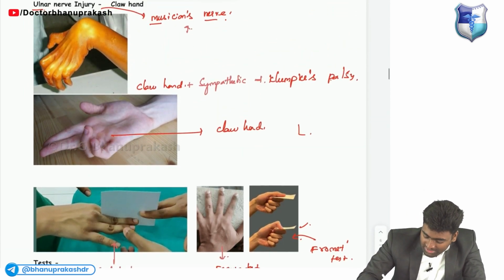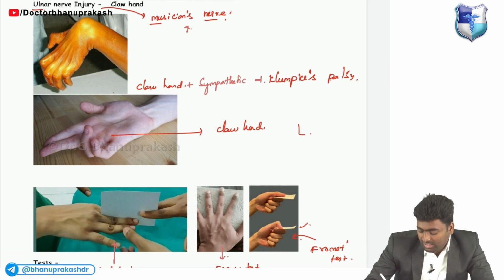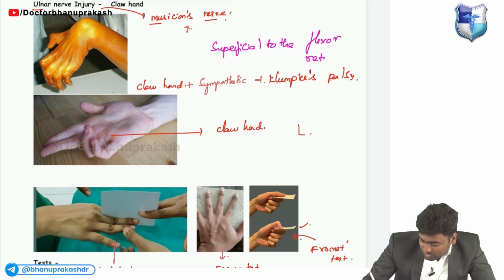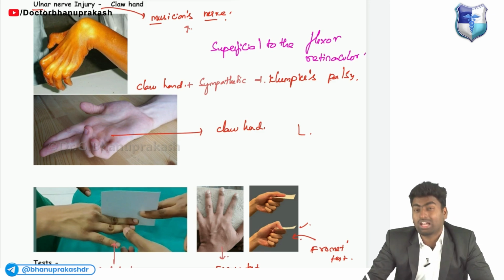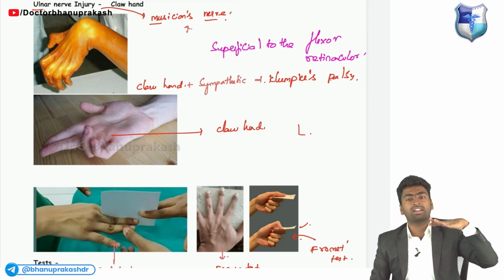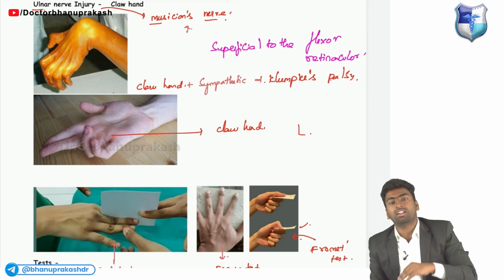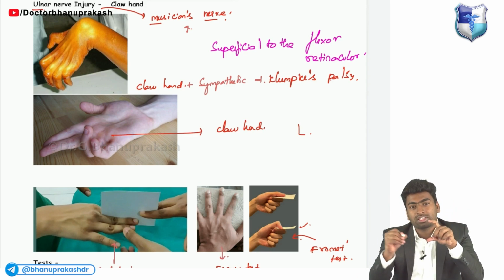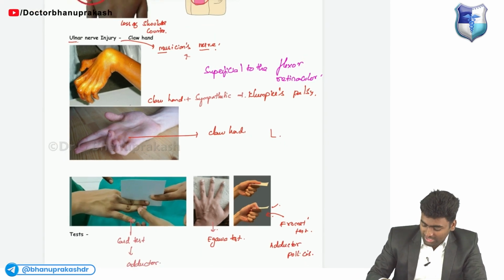And remember one more thing, this ulnar nerve goes over the top. The ulnar nerve goes superficial to the flexor retinaculum. So you know this mnemonic: ulnar nerve over the top, ulnar over. The ulnar nerve goes superficial to this flexor retinaculum, whereas the median nerve passes through this flexor retinaculum. Okay, remember this much.